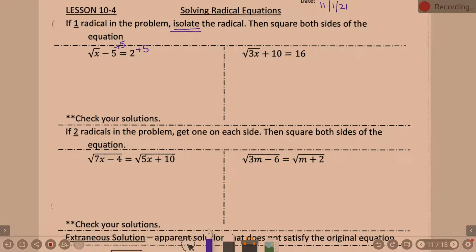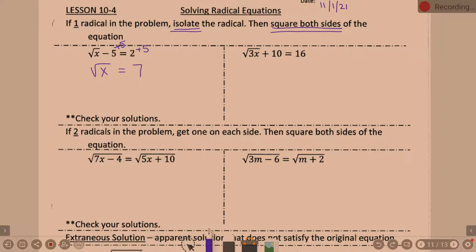So square root of x will carry down. Minus 5 plus 5 will cancel. And then 2 plus 5 is 7. Right now, I know the square root of x is 7, but I need to find x. The step is to square both sides of the equation.